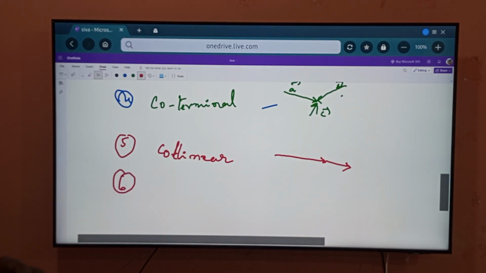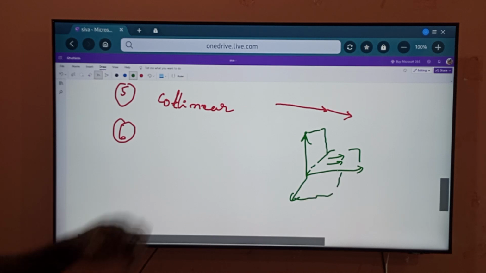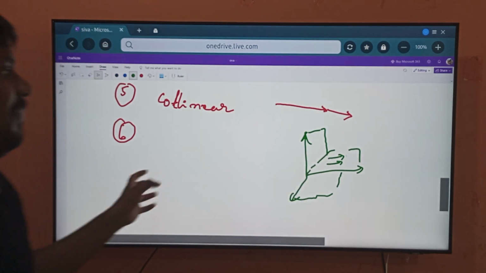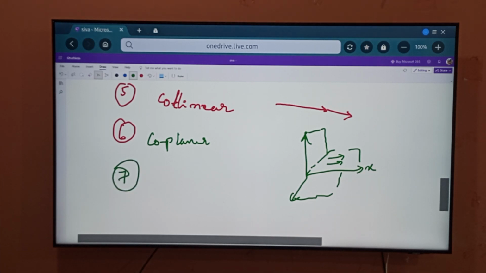Next, the sixth one is coplanar vectors. All the vectors will be in the same plane. You can take the x-axis and y-axis plane, with the z-axis as well. All the vectors will be in one plane, and then they are considered coplanar vectors.